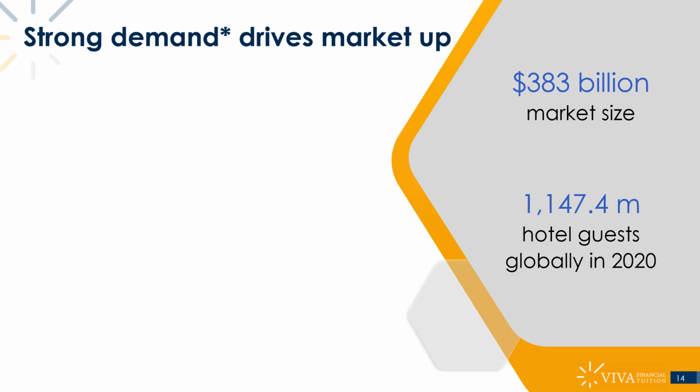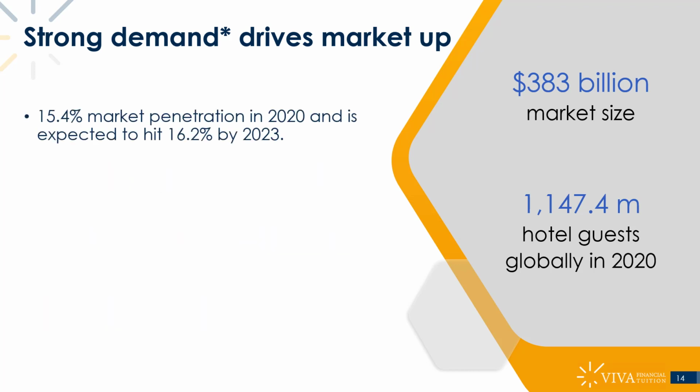You also have 15.4% market penetration in 2020, and it's expected to hit 16.2% by 2023. So market penetration is basically the percentage of the potential users, what are considered to be the potential market, the total market for hotel occupancy. This is the percentage of the market that has been reached in 2020, and it's expected to rise to 16.2% by 2023.